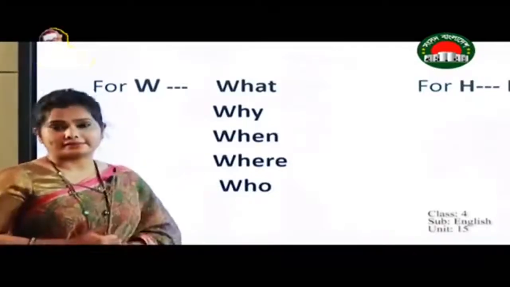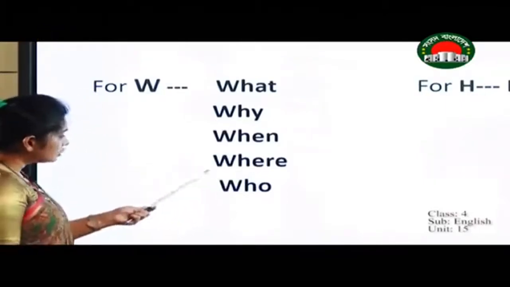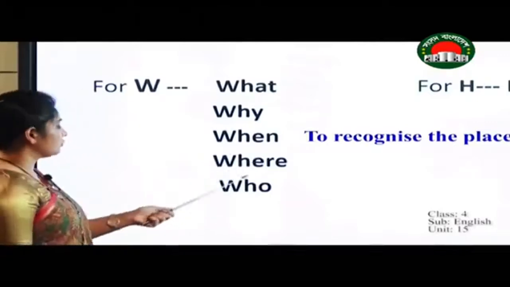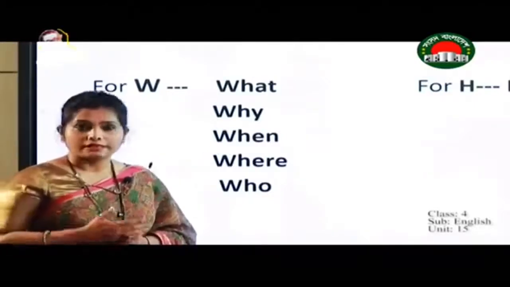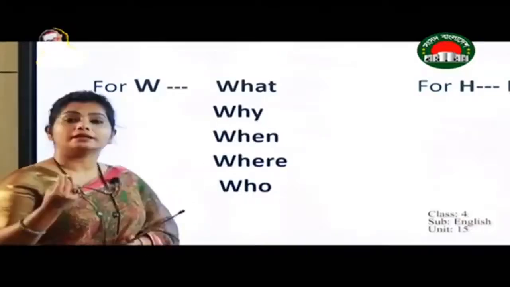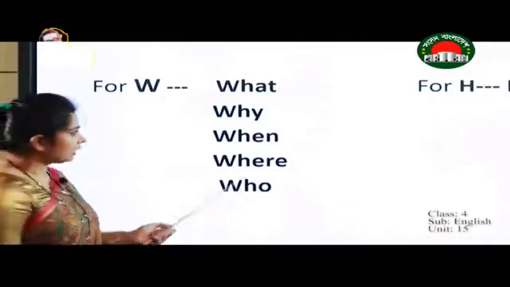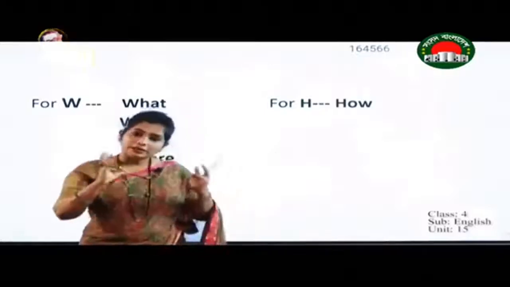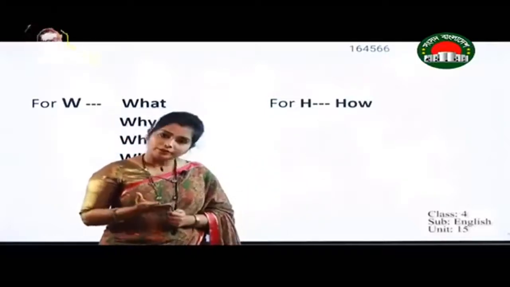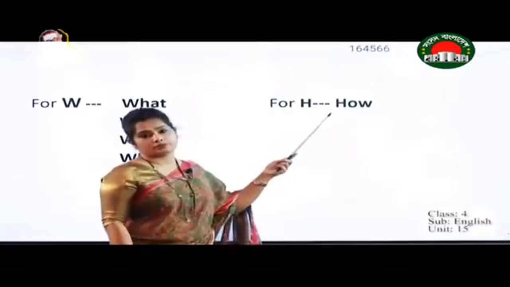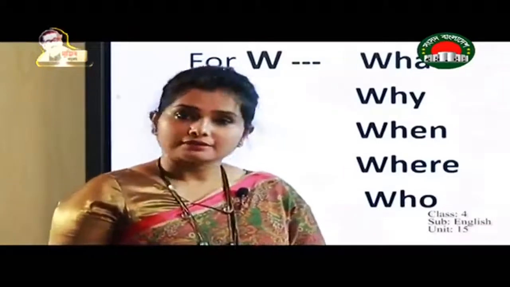Where indicates the place, where did the incident happen. To recognize the place we use where. Who is the indication of the subject, who did the work. এই কাজটা কে করেছে সেই পার্সনটাকে জানার জন্য আমরা who ইউজ করি। ওকে, এন্ড নাও how, কাজটা কিভাবে হয়েছে, how for the process. Okay dear students, I think this explanation can help you to complete the sentences using these words.